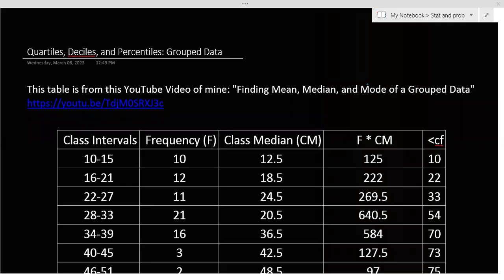Hello everyone. So today's topic is about quartiles, deciles, and percentiles, group data. This is the second part of our discussion about quartiles, deciles, and percentiles. The first part is about introduction and ungrouped data.